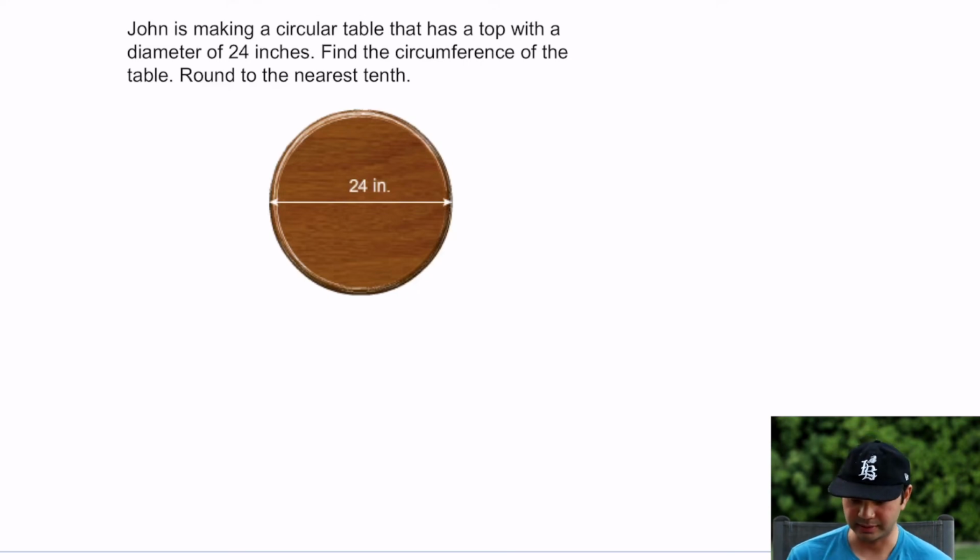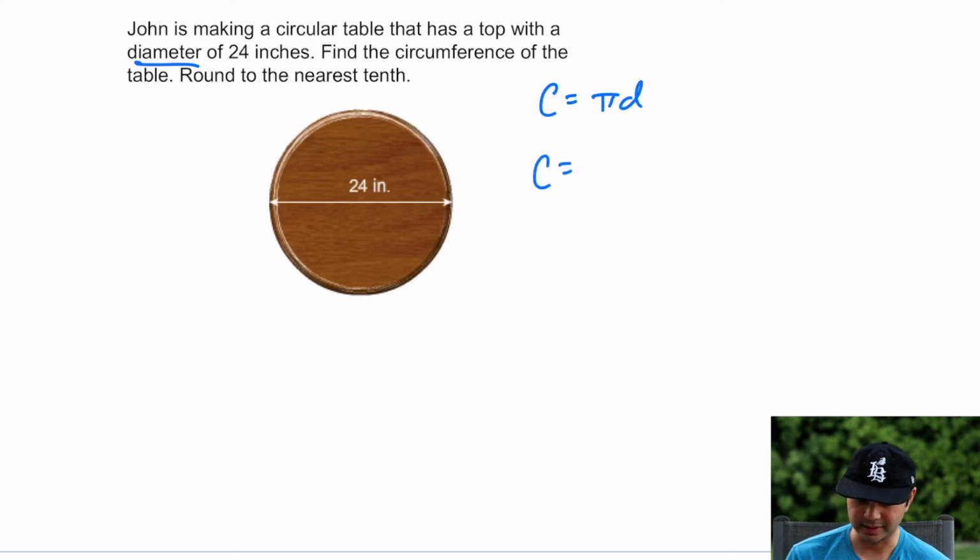Okay, here's a word problem from the book as well. John's making a circular table that has a top with a diameter of 24 inches, so he measured the top. What's the circumference of the table? Round to the nearest tenth, so in case he needs to get material for something to go around the table or something, right? So here, it's giving you the diameter, so we know the circumference equals pi times the diameter.